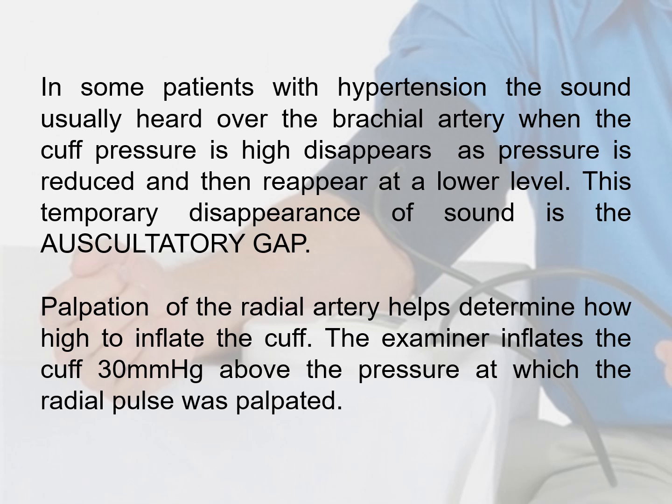The examiner needs to be certain to inflate the cuff high enough to hear the true systolic pressure before the auscultatory gap. Palpation of the radial artery helps determine how high to inflate the cuff. The examiner inflates the cuff 30 millimeters of mercury above the pressure at which the radial pulse was palpated.